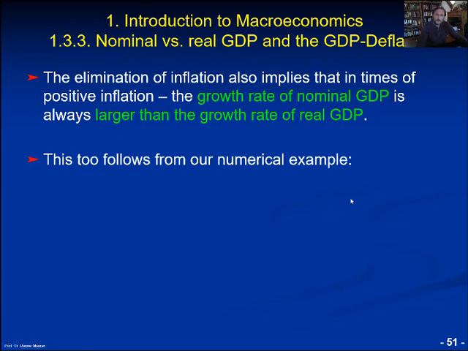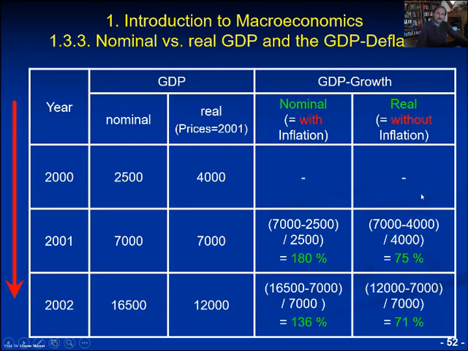This follows directly from our simple numerical example. We can now use the time series we have calculated for nominal GDP and the time series we have calculated for real GDP to calculate nominal and real GDP growth rates. The growth rate of a time series is always the percentage change of this time series from one year to the other. So this implies that we take the value of 1 year before, calculate the absolute change and divide this absolute change by the value of the time series 1 year before.